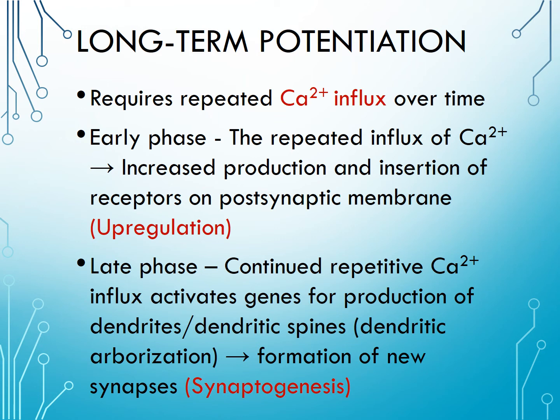As repeated calcium influx continues, we move into the late phase of long-term potentiation. Here, the continued repetitive calcium influx activates genes in the nucleus of the postsynaptic cell. And these genes are important for the production of dendrites and dendritic spines on that postsynaptic cell. So the postsynaptic cell undergoes dendritic arborization, the development of additional dendrites and dendritic spines. So there are more places that synapses can take place.